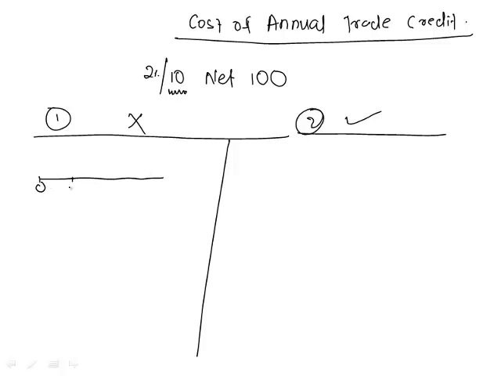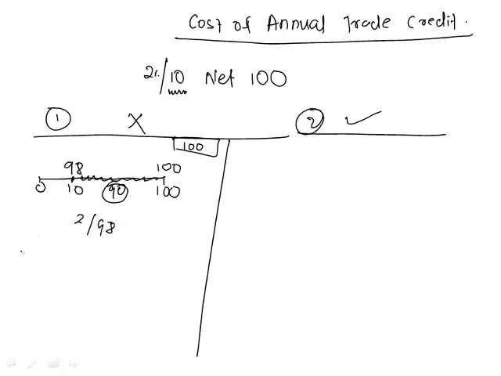This is time 0, this is time 10, this is time 100. Let's assume a hypothetical purchase of rupees 100. If I make payment on day 10, how much do I have to pay? 98. Else the entire amount I have to pay on day 100, which is 100. Which means by deferring my payment by how many days? 90 days. I am paying an extra 2 on 98. This extra 2 on 98 we want to convert to an annual basis using the compounding rate. Okay. So how do we do that?